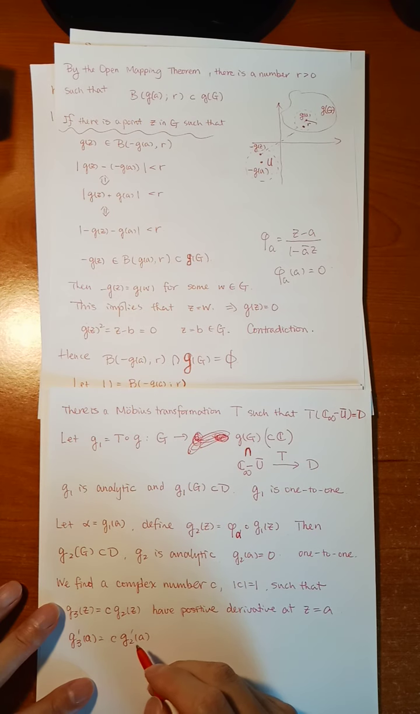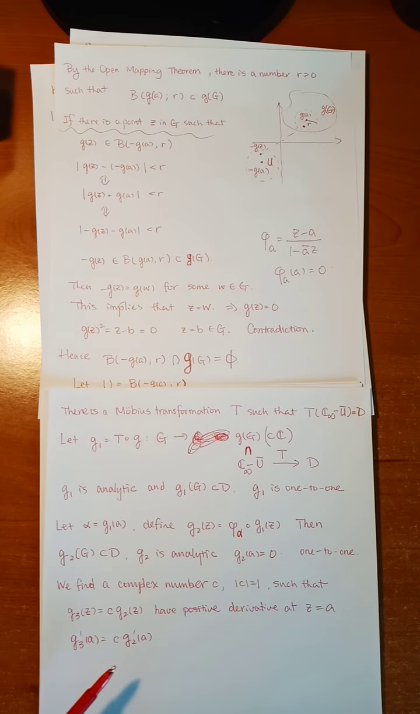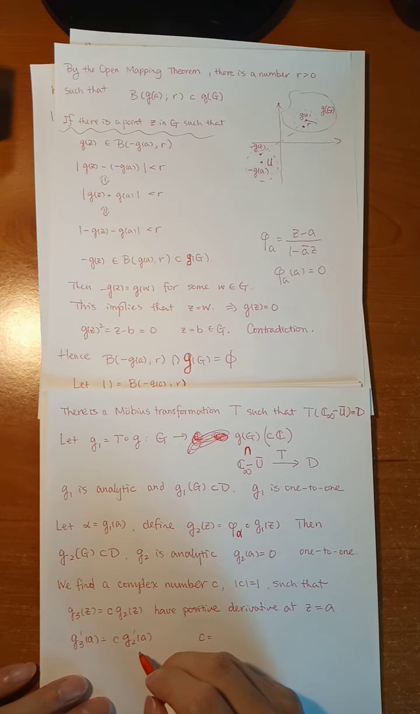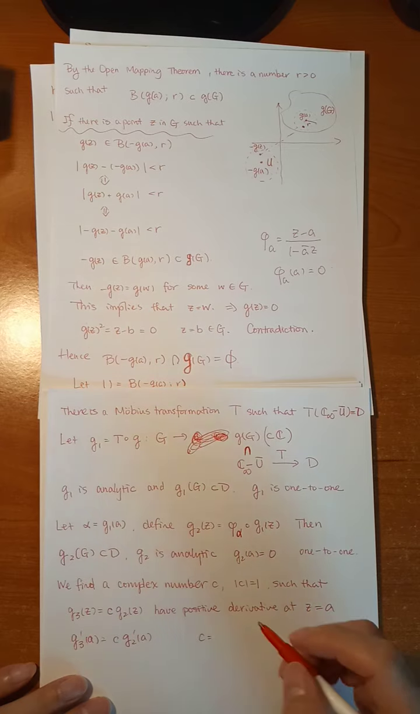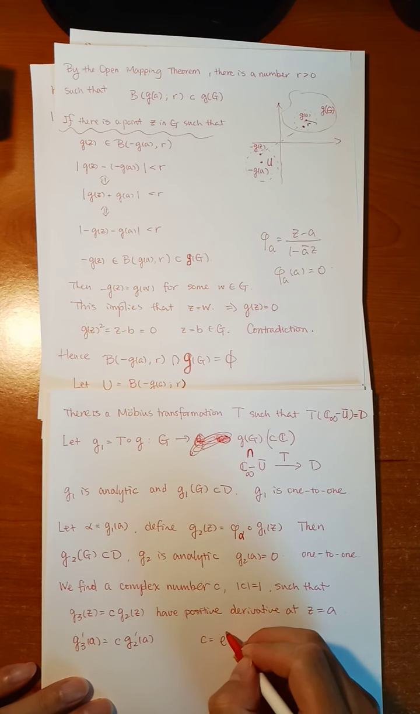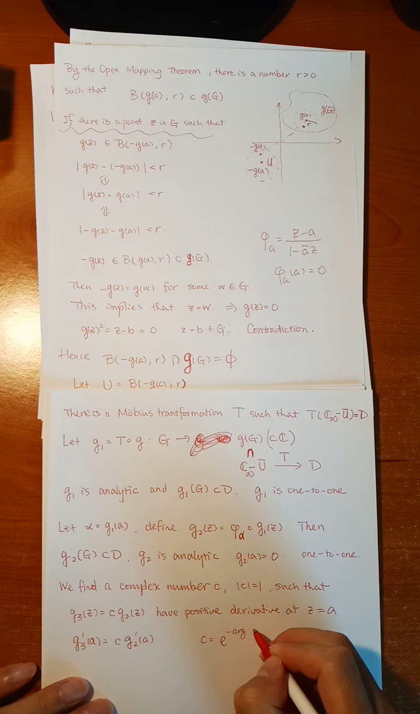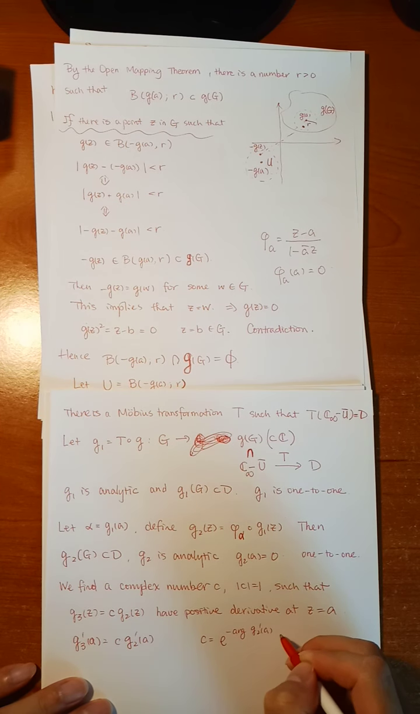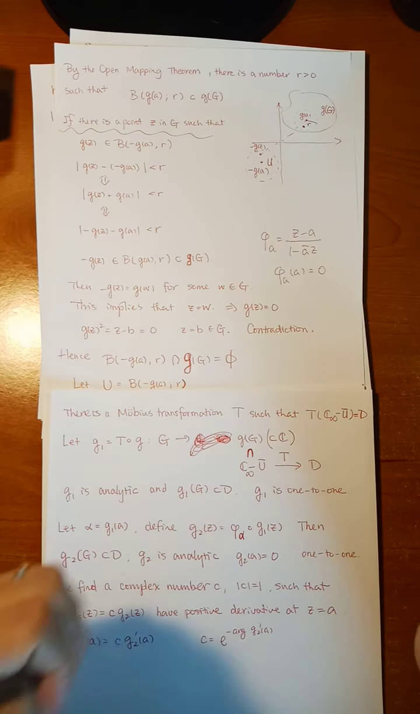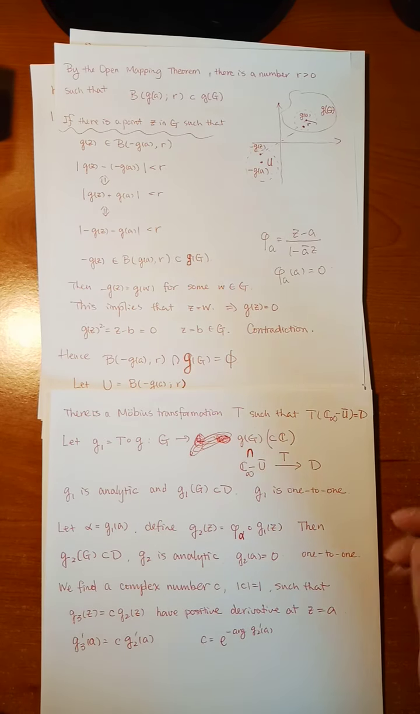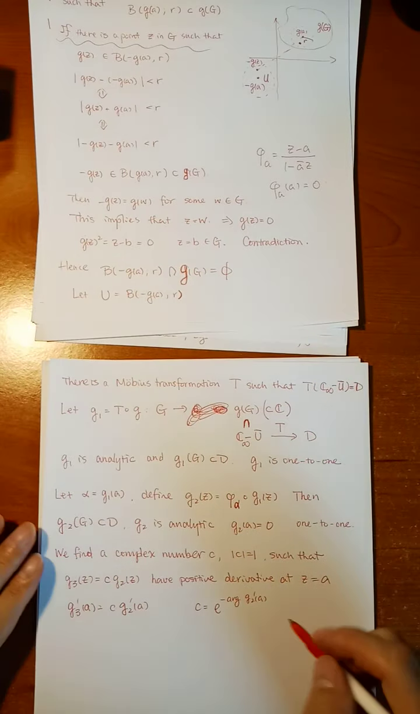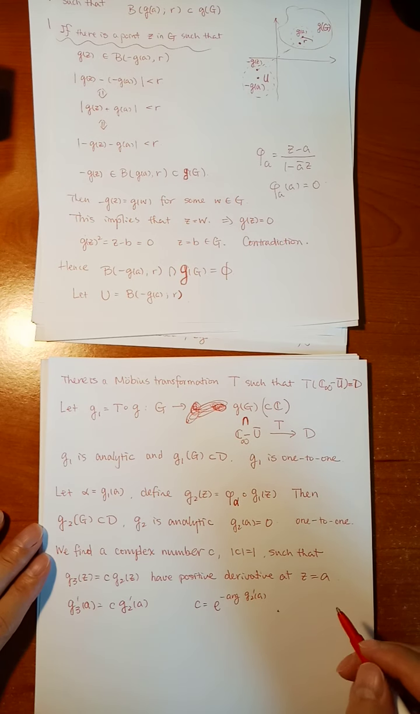You want to make it positive, then you just let C be the negative argument, right? C is exponential negative ARG of G2 prime of A. Negative argument times says you change the argument to be 0, then you will have a positive. Okay, so that's not a difficult part.